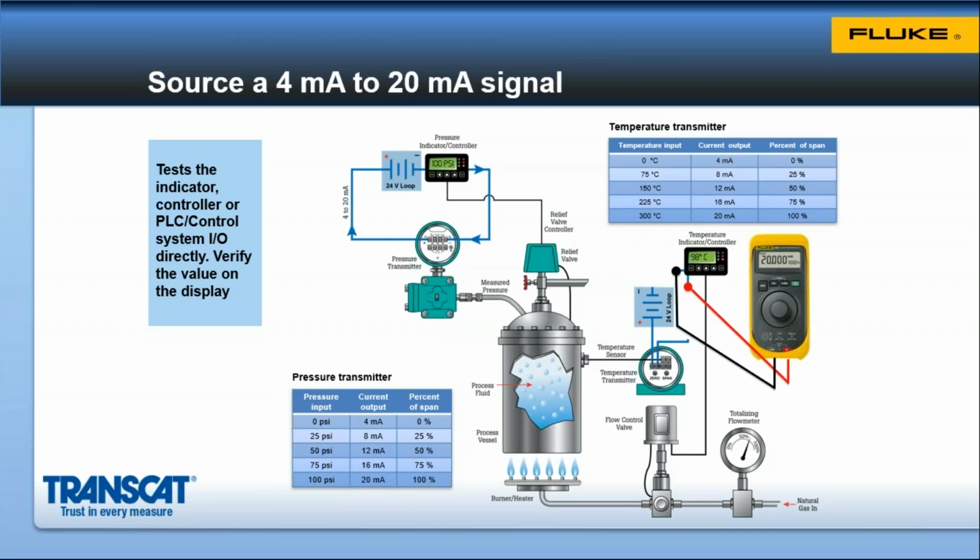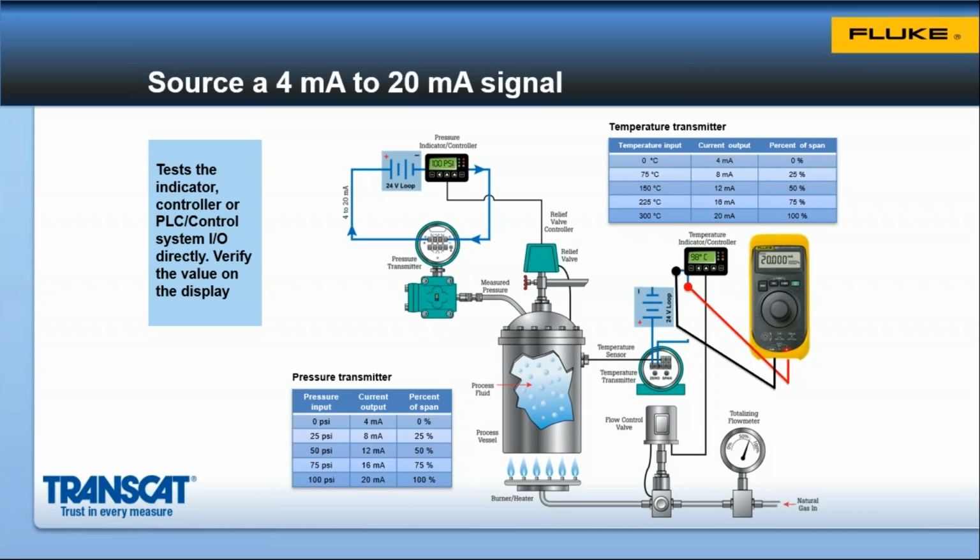So, sourcing a 4-20 milliamp signal, you can generate the signal right from the output of a loop calibrator directly into the I/O card or the input of a controller or a PLC or a distributed control system input card. What that allows you to do is to generate the signal into the controller, and since the controller is programmed to indicate, in this instance, temperature in degrees C, you'd be looking for the actual temperature on the controller for that measurement point for each milliamp signal.